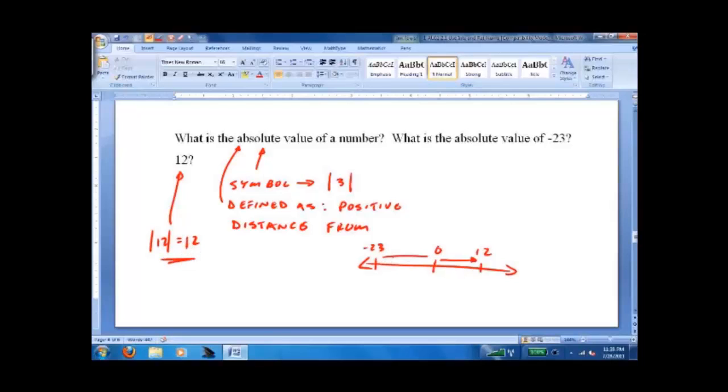And how far is it from 0 to -23? Well, the absolute value of -23 is 23. So if it's positive, leave it positive. If it's negative, make it positive. That's it. Good luck working on the problems.